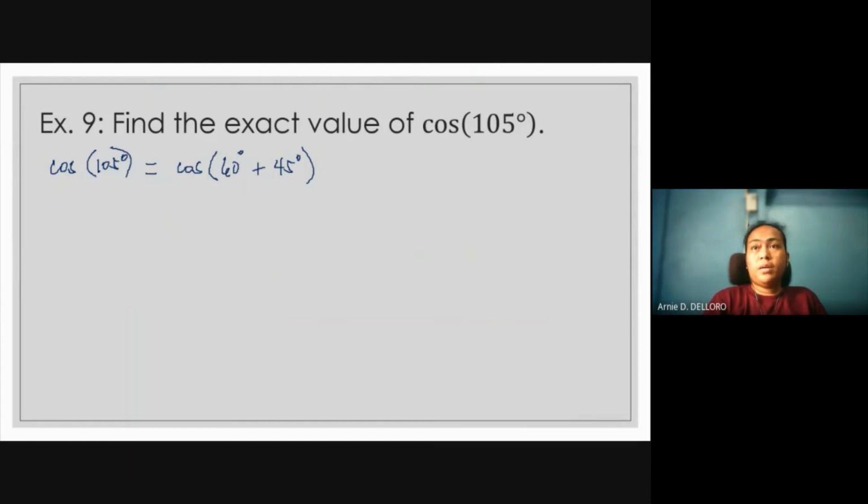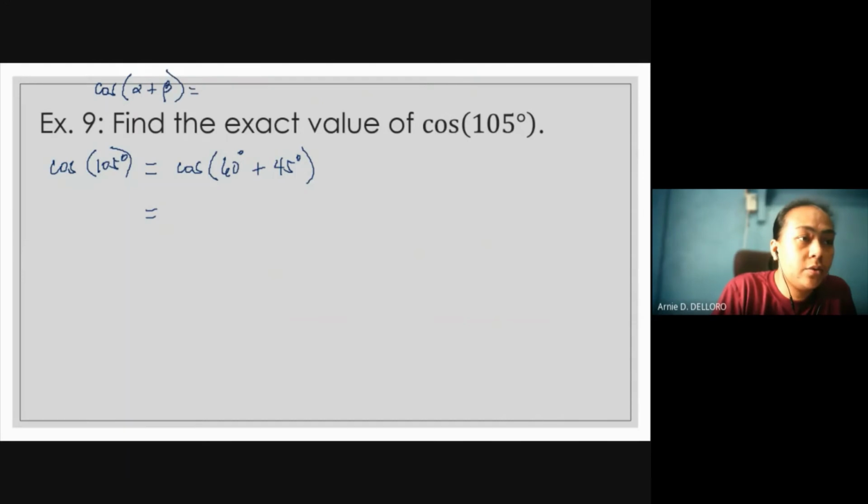Kung 30 naman, 105 minus 30 is 75. Eh, yung 75, hindi naman siya special angle. Okay? So we can just use 60 plus 45 is equal to 105. Okay? So again, positive or addition, so magagamit natin yung cosine alpha plus beta is equal to cos cos sin sin, so cosine alpha times cosine beta minus sine alpha times sine beta.